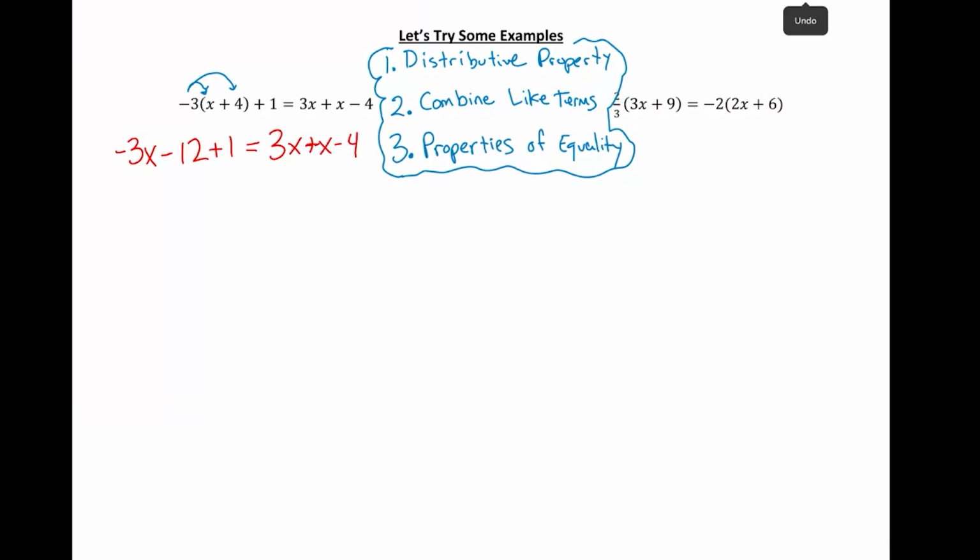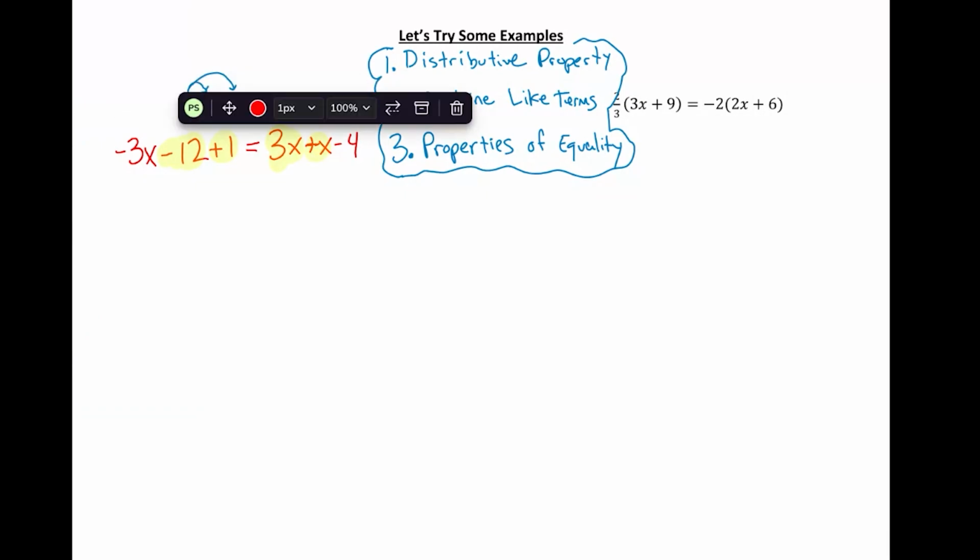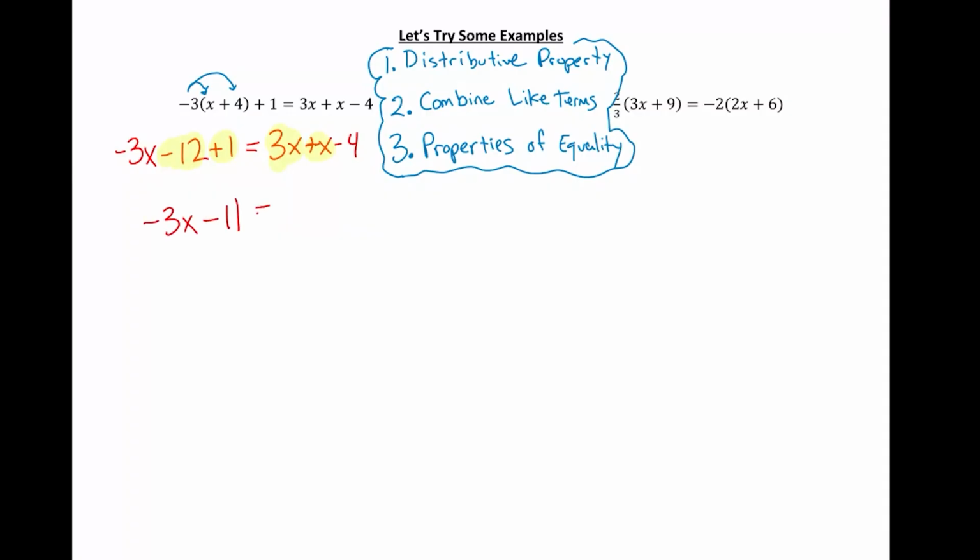Okay, so next I'm going to combine my like terms. I executed the distributive property, and now it's time to combine like terms. On the left-hand side, I see I've got -12 plus 1. And on the right-hand side, I've got 3x plus x. So you definitely want to be looking for both the terms that have an x and the terms that don't. On the left-hand side, -12 plus 1. Again, using that calculator, don't be afraid to use it every time you have to do a little arithmetic. We have -3x minus 11. And on the right-hand side, I've got 3x plus x. Remember that x is really a 1x. So I've got 4x minus 4.